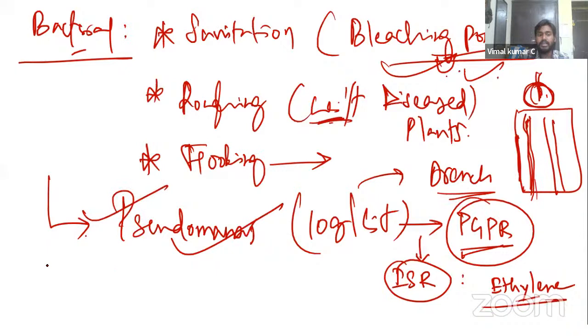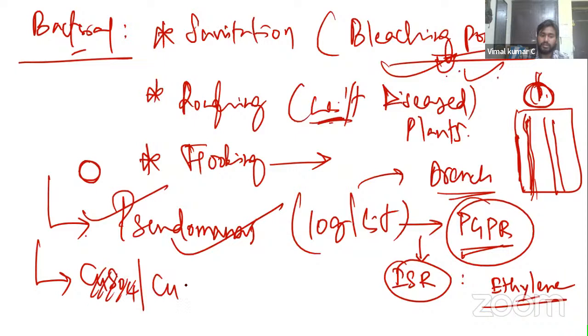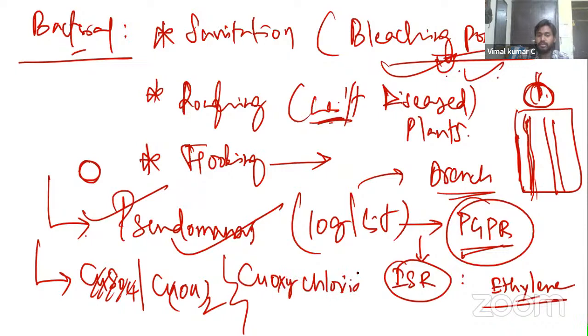Then you can go for seed treatment with Pseudomonas, or slurry treatment also. And if you want to go for chemicals, you can go for copper sulfate, which is the most economical, or copper hydroxide also. But the commercially available bactericide now is copper oxychloride. So COC, I can call it Blitox.